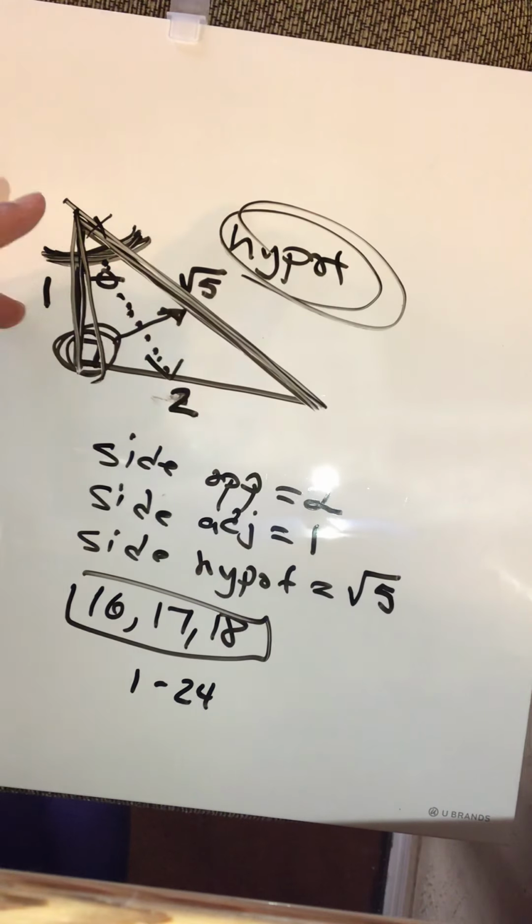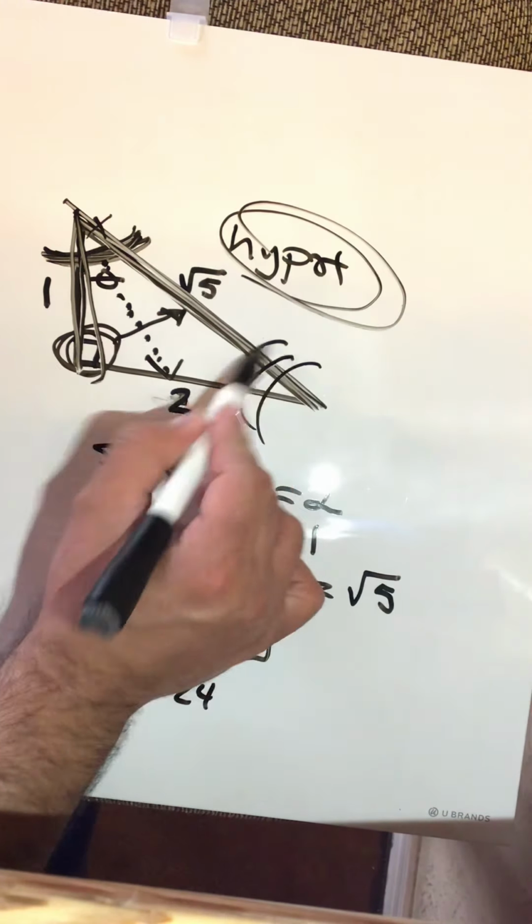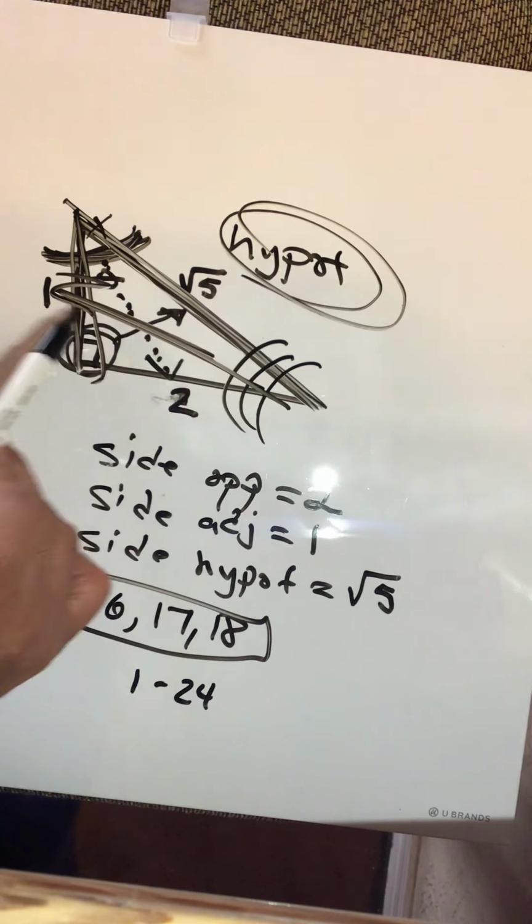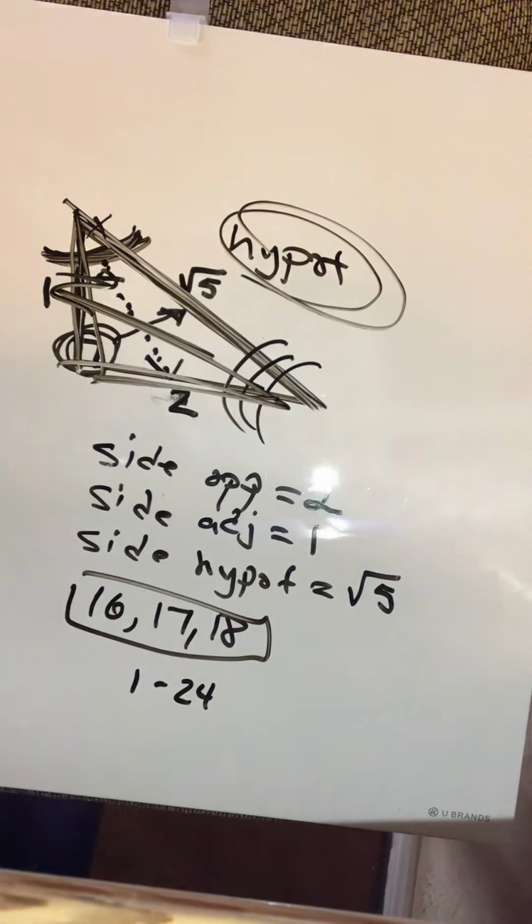Now these two sides, adjacent and opposite, can change depending on what reference angle you're using. If I use this as a reference angle, this is going to be my adjacent, that's going to be my opposite. If I use this side right here as my reference angle, this side is going to be opposite, and this side is going to be adjacent, right? So keep in mind, adjacent and opposite might change sides depending on what reference angle you're using. But the one side that does not change is the side hypotenuse.